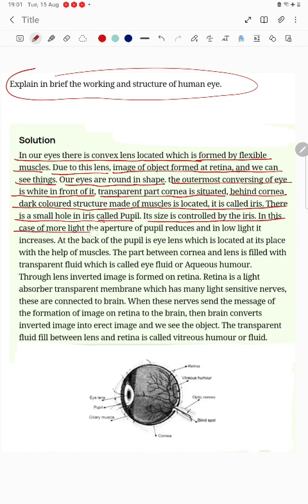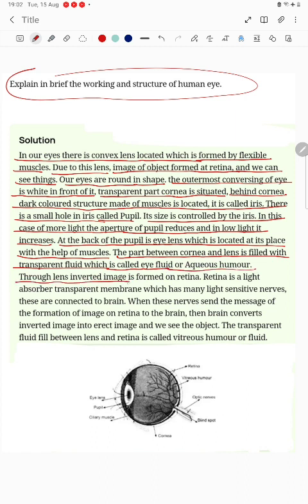In bright light, the aperture of the pupil reduces, and in low light it increases. Behind the pupil is the eye lens, which is held in place with the help of muscle. The part between the cornea and lens is filled with a transparent fluid called eye fluid or aqueous humor.